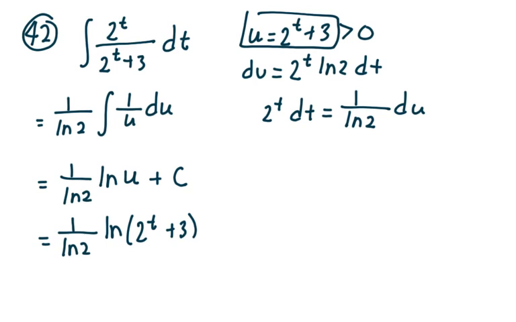So I get 1 over natural log of 2 times natural log of 2 to the t plus 3 plus c. And that was number 42. Let's take a look at 46.